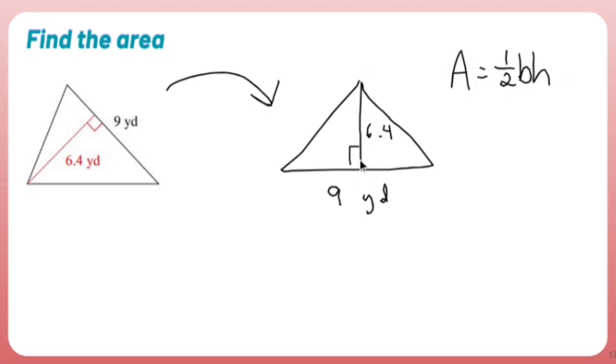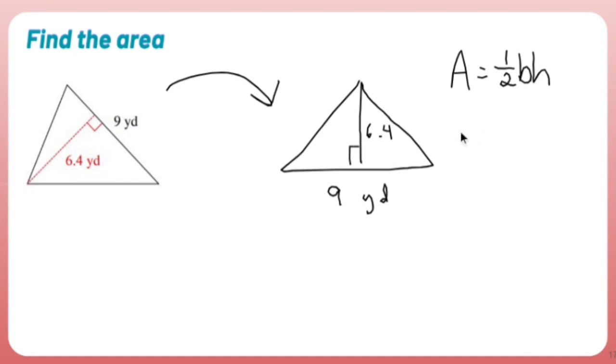Now, the height is always going to be a perpendicular line going straight up and down to a base. Here, I don't really see the height because you might think the height should be up from here to here, but it doesn't matter. Any way you spin a triangle, you can get your height. By laying my triangle flat so that the 9 yards is flat on the ground, I can see the 6.4 as going up and down. So that's my base and my height.